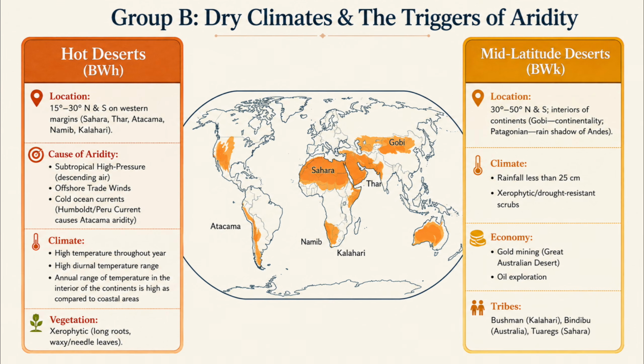Economy: gold mining, Great Australian Desert, oil exploration. Tribes: Bushman in Kalahari, Bindibu in Australia, Tuaregs in Sahara.